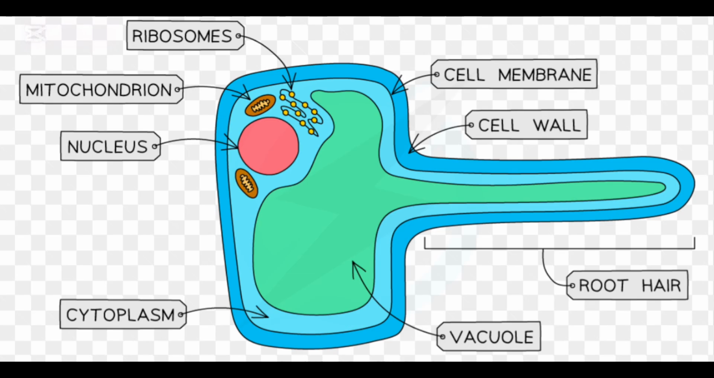Now, let's talk about the root hair cells. Here's the structure of the root hair cells. What are root hair cells? Root hair cells are specialized to take up water by osmosis and mineral ions by active transport from the soil, as they are found in the tips of the roots.